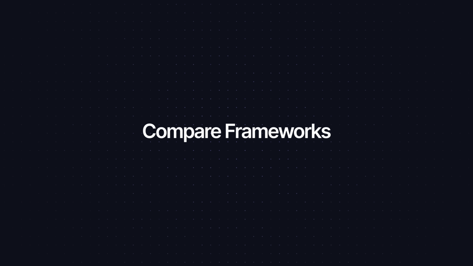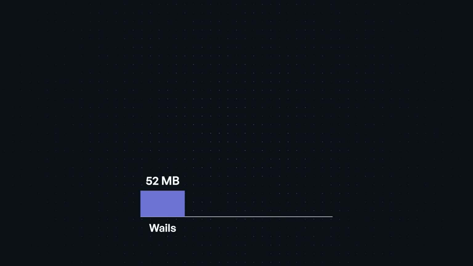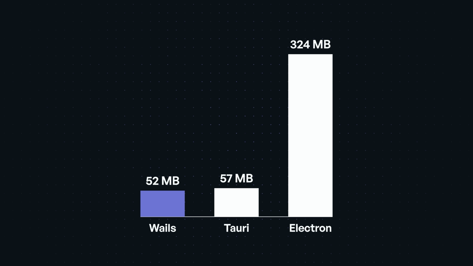Now let's do some comparisons to see the difference between these three frameworks. First, we'll look at bundle size. Wails comes in at 52 megabytes, Tauri at 57 megabytes, and Electron, at no surprise, 324 megabytes. Wails and Tauri are noticeably smaller here, and that's because they do not bundle Chromium, so that's pretty much expected.